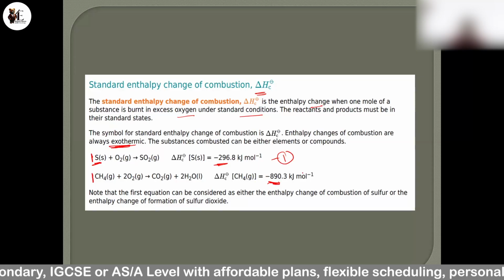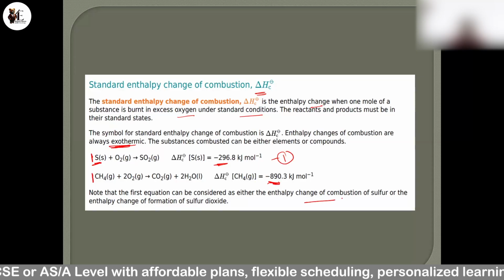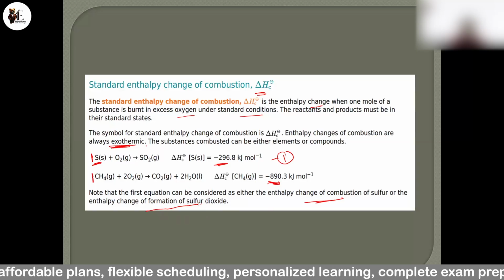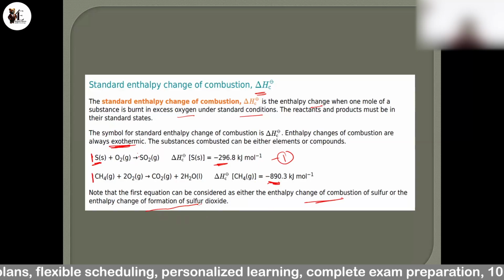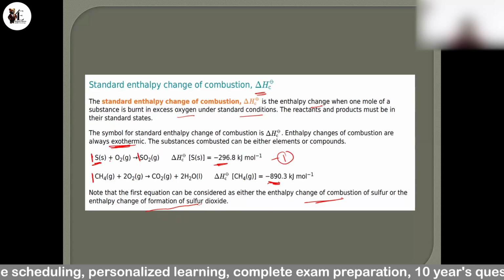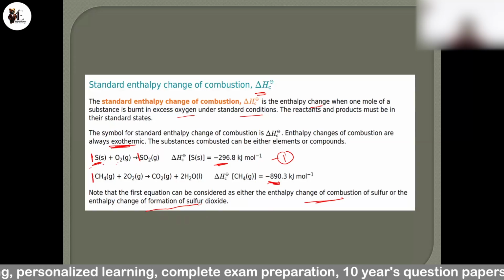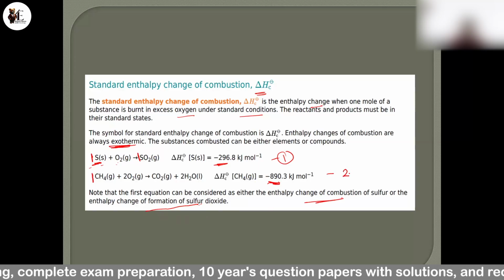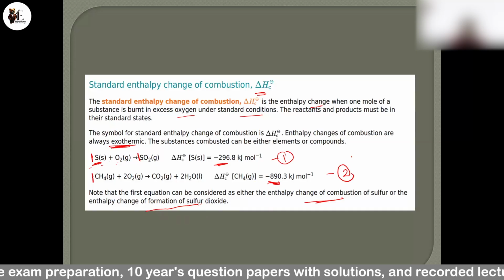It can be considered as either the enthalpy change of combustion or the enthalpy change of formation of sulfur dioxide, because here also 1 mole of sulfur dioxide is formed from its elements under standard conditions. Can equation number 2 also be called the standard enthalpy change of formation? Tell me.